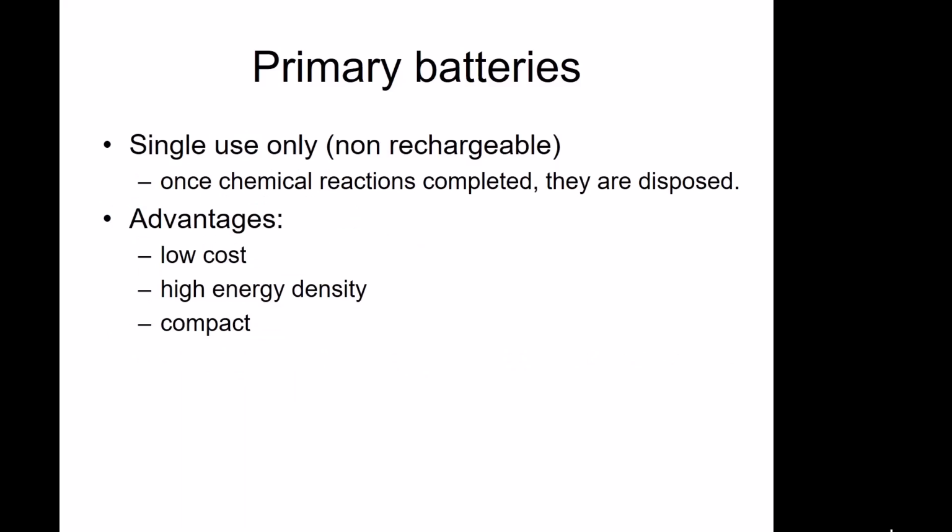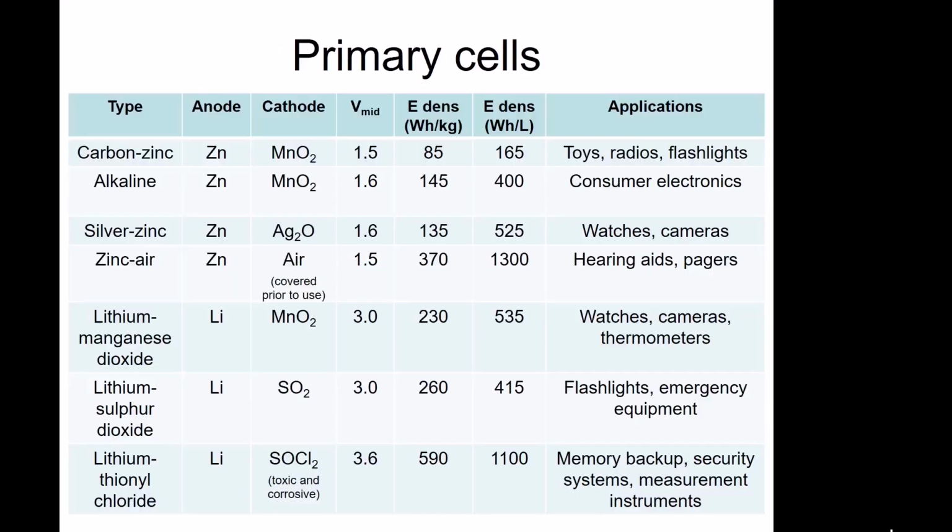Primary batteries are your single-use batteries, so they are the non-rechargeable type. You only get to use them once. They're low cost and they provide high energy density, and therefore they are compact batteries. There's a range of primary type batteries out there, depending on the materials, the most common one being the alkaline type. But as you can see, depending on the materials, you can get to really high energy densities from these. And depending on battery type, they've got various applications.